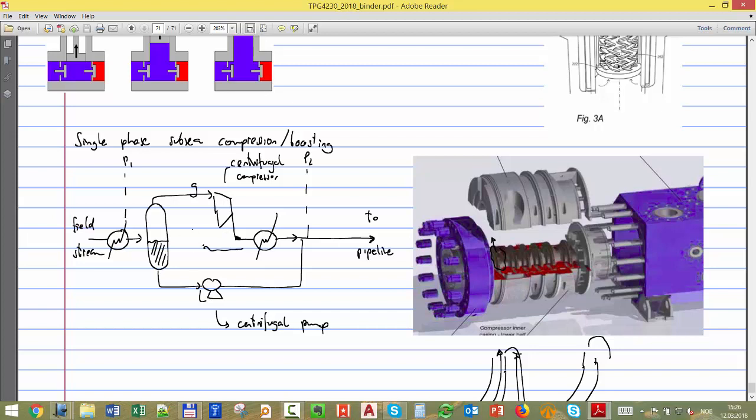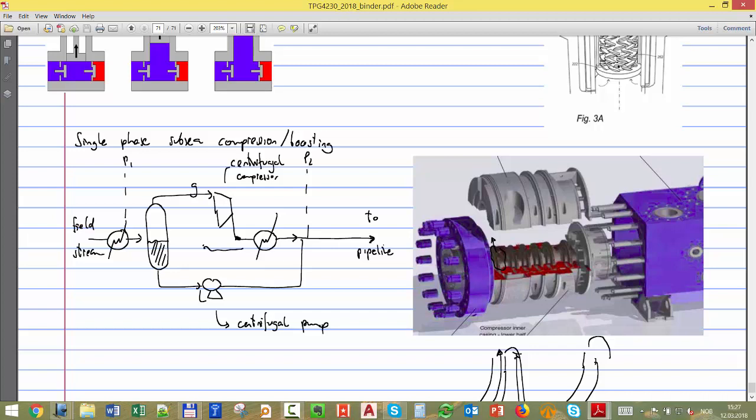Well, one thing is that compression requires a lot of energy, right? And that compression process is more efficient if the temperature is less at the inlet. Okay? Then another thing is that if I reduce the temperature at the inlet, then the temperature at the outlet is also reduced. Okay? And why don't we want the temperature at the outlet to be very, very high?